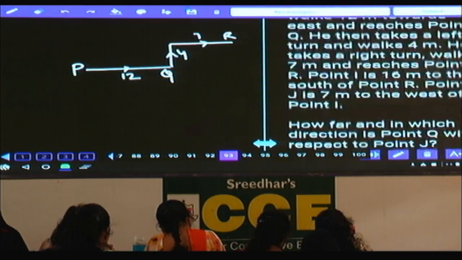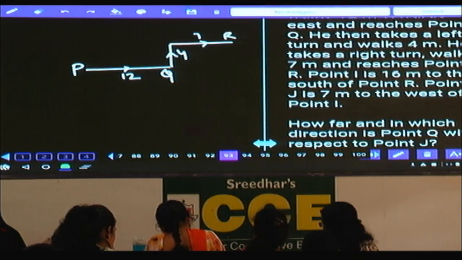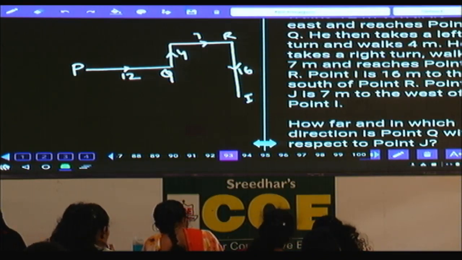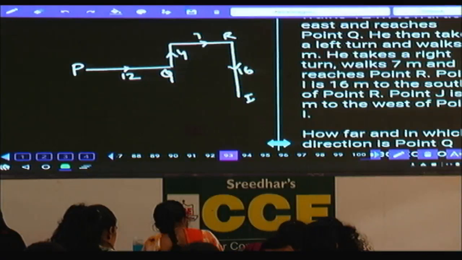From point R, I is 16 meters to the south of R, this is 16. Isn't it? I is 16 meters to the south of R. J is 7 meters to the west of I, this is 7 meters.